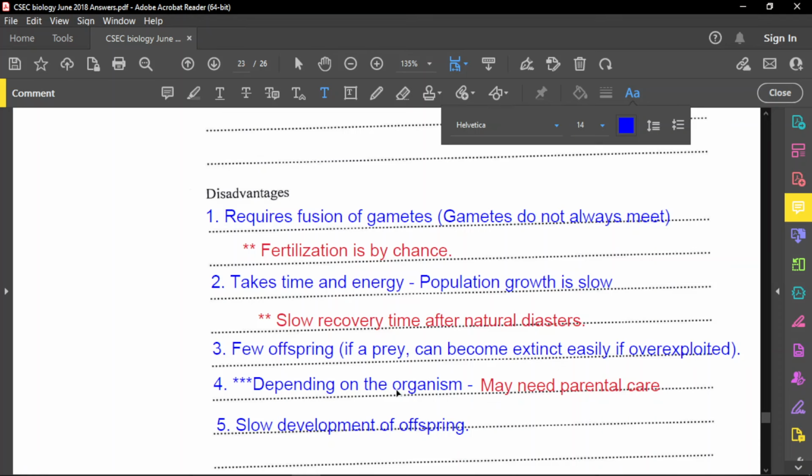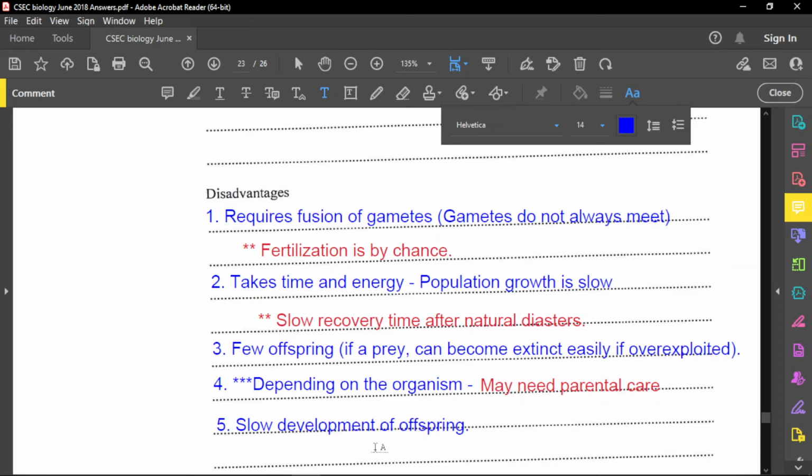All right. And so our next point is number 4, and I put an asterisk here to point out that, depending on the organism, it may need parental care. Since we're talking about plants, I wouldn't necessarily list this, but I'm making a notation for sexual reproduction. Depending on the type of organism, some need parental care, and because of that the parent may not have time to reproduce again because they're taking care of the offspring. All right, so they take a longer time to go back into that mating season.